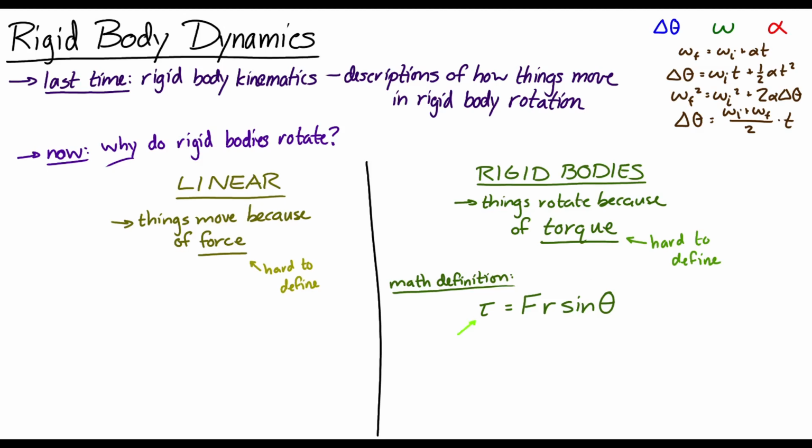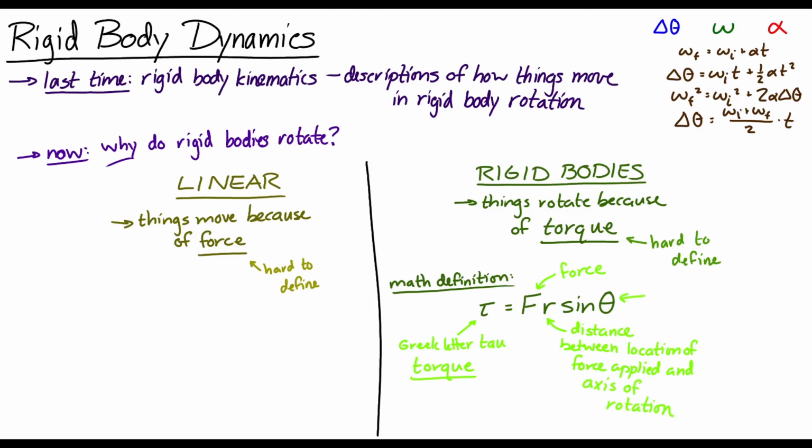So this symbol, tau, Greek letter tau, represents torque. F right here is going to be a force that's applied. r is the distance between the location where the force is applied and the axis of rotation. And theta is going to be the angle between the force and r, where we imagine that r is pointing in the direction away from the axis.